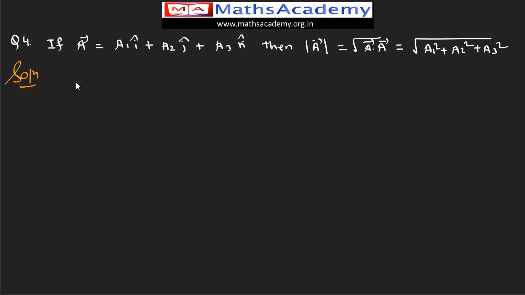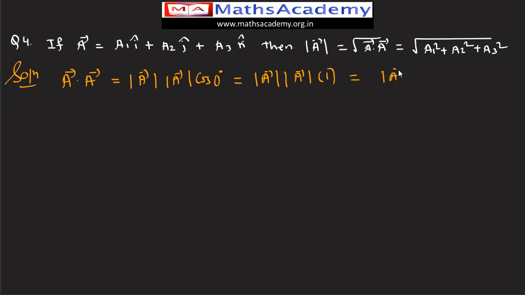So here I am going to apply first the definition. What will happen? A vector dot A vector, by the definition, is the product of the magnitudes of the vectors and the cosine of the angle between them. That means mod of A times mod of A, and cos 0 is 1. So what we have? Mod of A whole square.